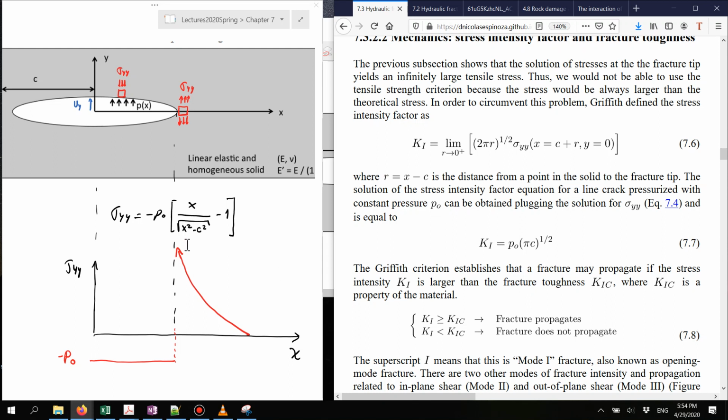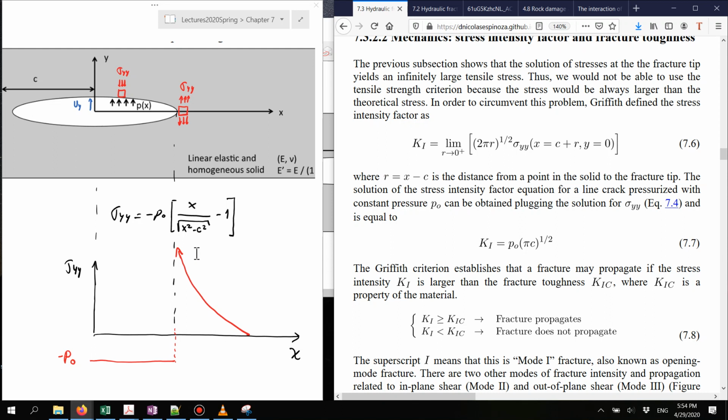In the previous case, if we were just dealing with the stress, the Kirsch equation will tell us that the stress is going to infinity at the fracture tip. And we cannot compare that, for example, to tensile strength, because of course infinity is going to be higher than any tensile strength of the rock. So we cannot use the tensile strength criterion for fracture propagation.